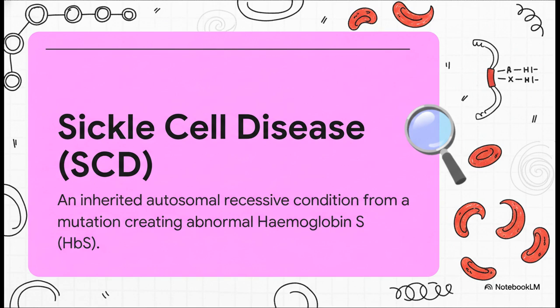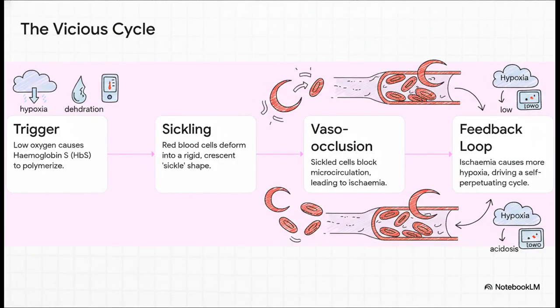we're about to discuss. And here it is, the core of the problem, this nasty feedback loop. Think of it like a domino effect. Some kind of trigger, say low oxygen or dehydration, makes that funky hemoglobin start clumping together. That forces the red blood cells into that classic, rigid sickle shape. Now these sickled cells are sticky and they jam up the tiny blood vessels, which of course leads to more low oxygen and acidosis, which causes even more sickling. See? It just feeds on itself.